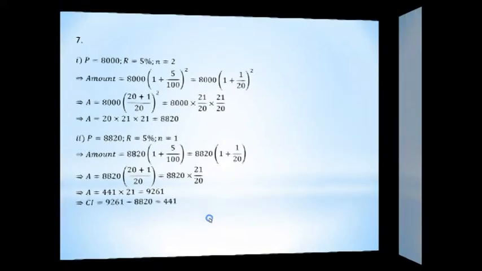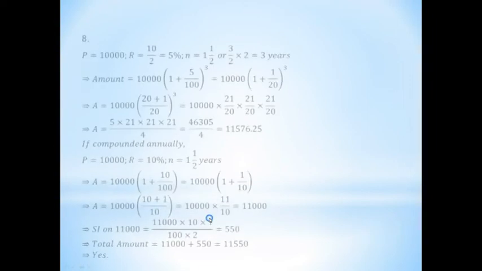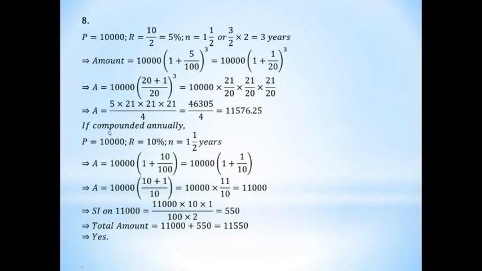Answer. Let's go to question number 8. Question number 8, that's one. Okay, here we have 10,000 as a principal. Then it will be calculated compounded half yearly and compounded annually.